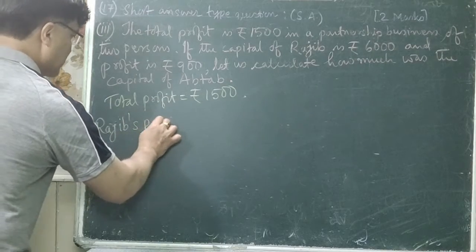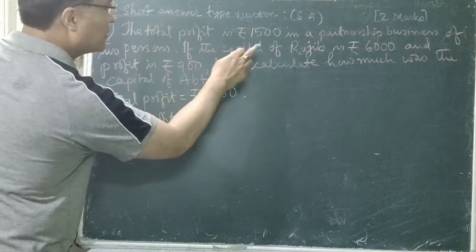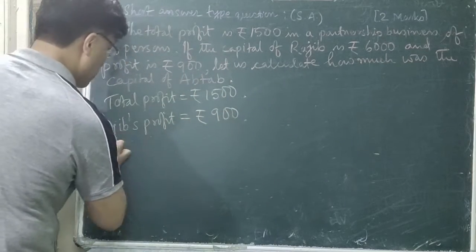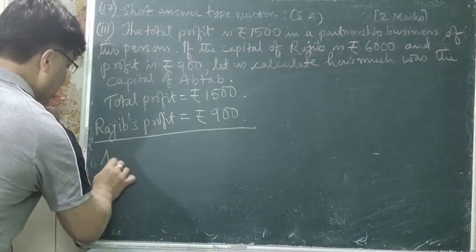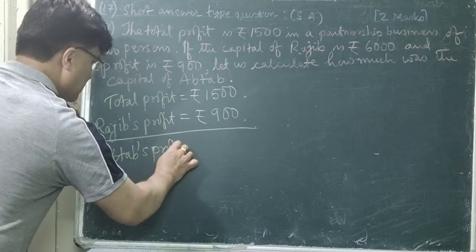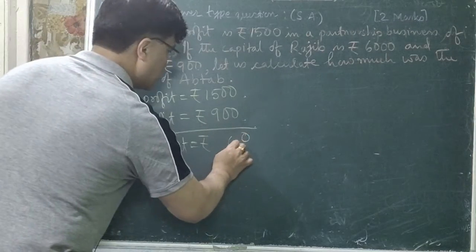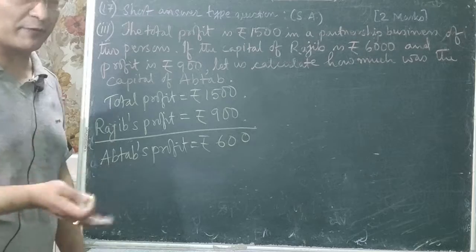Rajiv's profit. So Rajiv ko profit kati cha? Rajiv's profit is rupees 900, right? If you subtract it, you will get the profit of Aftab. Aftab's profit is equal to rupees, now subtract them, 600. That is, rupees 600 will be Aftab's profit.